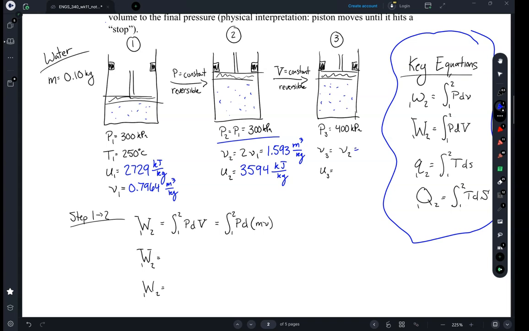Our volume isn't changing between state 2 and state 3. So that's 1.593 meters cubed per kilogram still. Our pressure has gone up from 300 to 400. So now our internal energy, if we look that up, is 4273 kilojoules per kilogram.